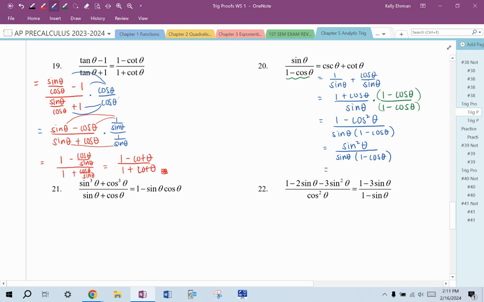Final thing, sine squared over sine. One set of sines divides out to 1. So we're left with sine theta over 1 minus cosine theta.